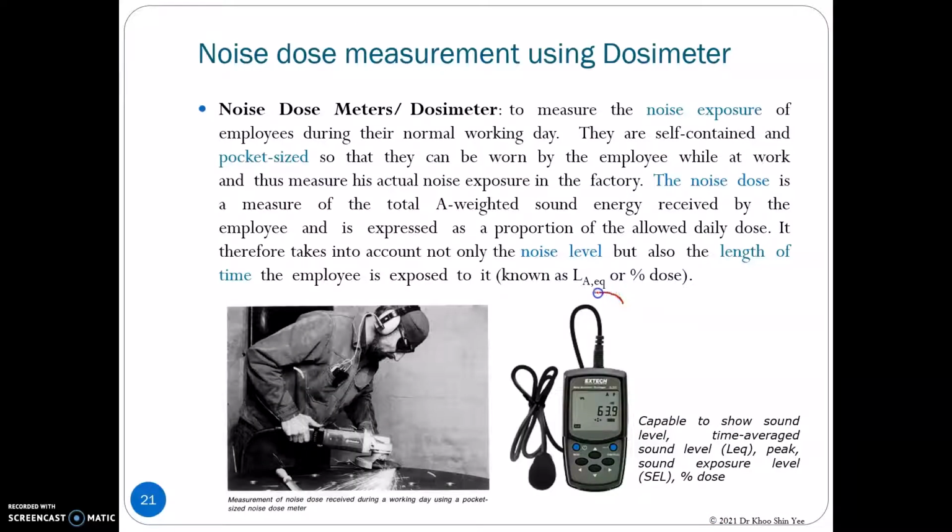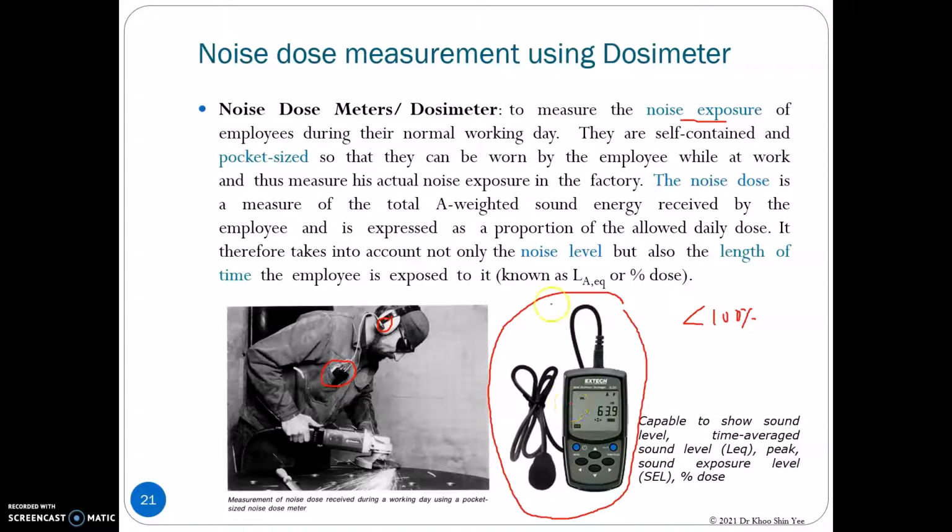So we can actually use the dosimeter, or the noise dosimeter, to measure the noise exposure of the employees during their normal working day. So you can see in this case, the employees put the meter inside the pocket and measure the noise that we receive near our ear. We know that a worker should receive less than 100% of the noise dose per day.